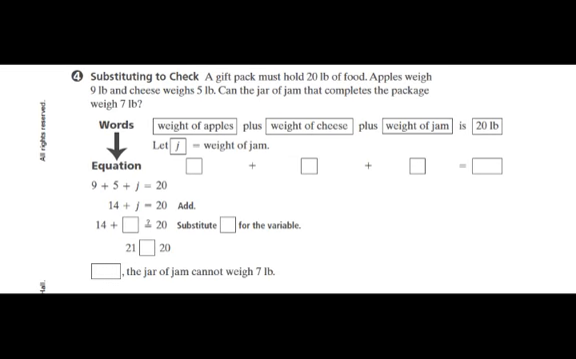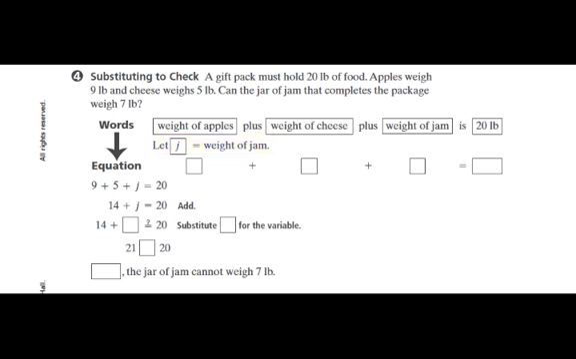Now we're going to do another example of substituting to check. A gift pack must hold 20 pounds of food. Apples weigh 9 pounds and cheese weighs 5 pounds. Can the jar of jam that completes the package weigh 7 pounds? Let's take a look at the word formula here. We have weight of apples plus weight of cheese plus weight of jam is 20 pounds. We're going to let J equal the weight of the jam, which we don't know.